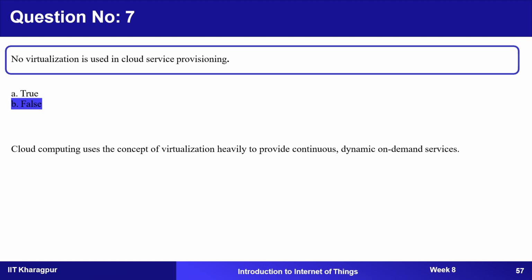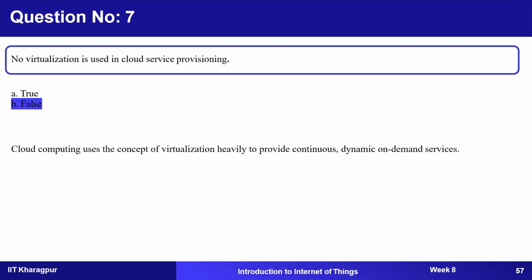A virtual machine provides an environment that is logically separated from the underlying hardware. This virtualization can be of various types, for example hardware virtualization, operating system virtualization, server virtualization, storage virtualization.